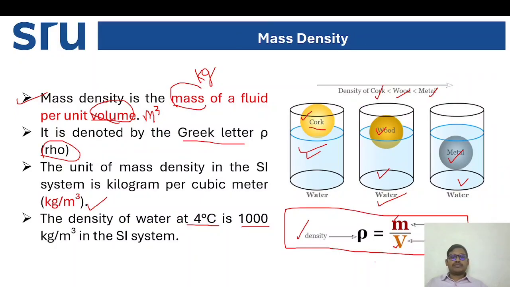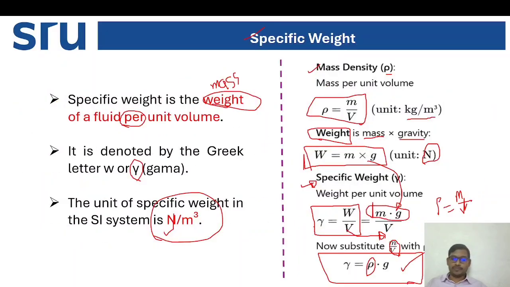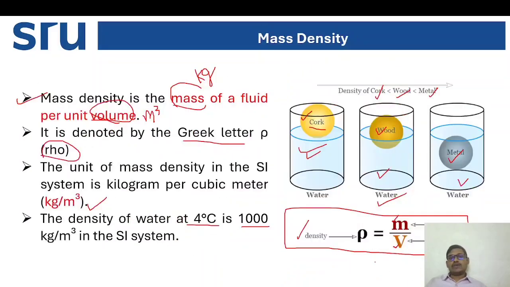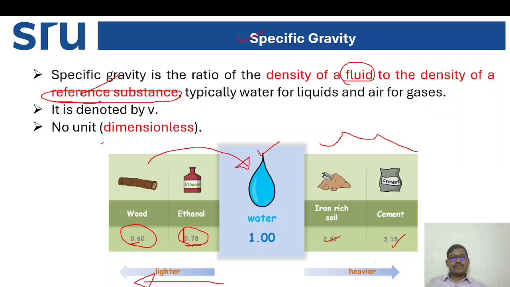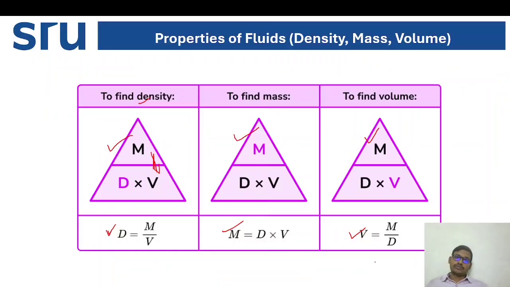Now mass density, in a simple sense, rho is equal to mass by volume, and the unit is kg per meter cube. And specific weight is in Newton per meter cube, and specific weight is rho into g or W by V, and volume is the reciprocal of density, that is V by M. Specific gravity means the density of a fluid to the density of a reference substance. So lighter ones, wood, ethanol will float, higher density, iron-rich soil or cement will go down. This is a basic thing you can remember in a simple triangle.